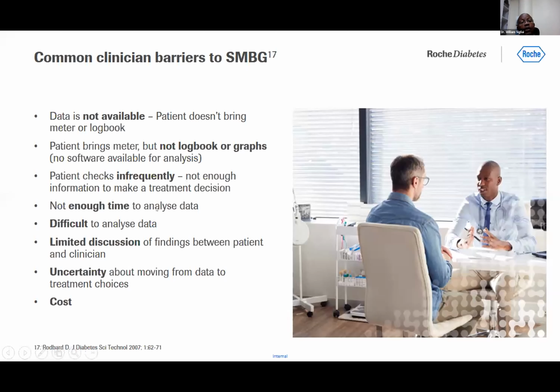So even if the patient has the log and everything, the clinician may not have enough time to look at this and discuss. You need a lot of time to talk about these things. Or you may have data that is haphazardly recorded and difficult to analyze, and a limited discussion of findings between patient and clinician. I've referred to that. And then uncertainty about moving from data to treatment choices, where there's a difficulty in knowing what to do next, and the cost factors, which are always there.